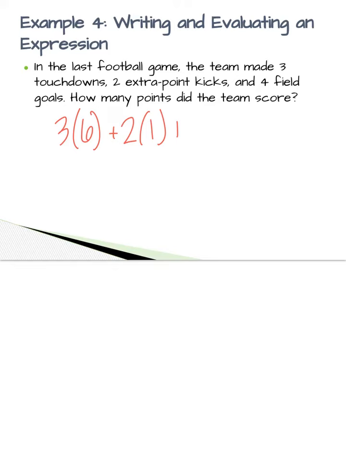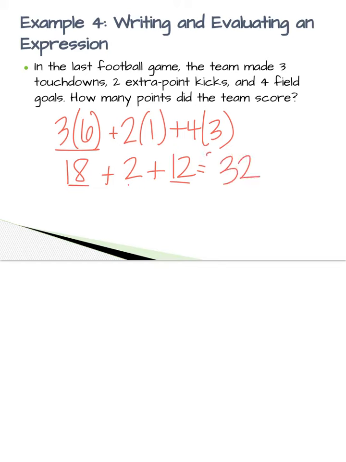So 4 field goals is going to be 4 times 3. So I'm just going to do the order of operations. 3 times 6 is 18, 2 times 1 is 2, and 4 times 3 is 12. And that's going to be 30 plus 2 is 32. So they scored 32 points.